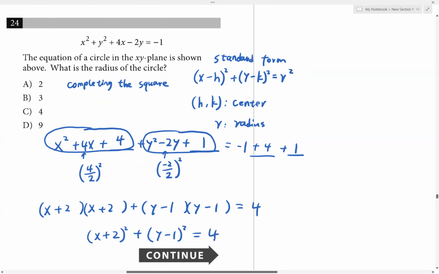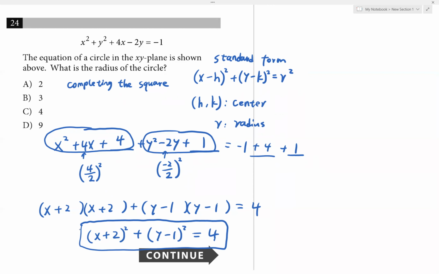This is in the standard form of the equation of a circle. So here the question says, what's the radius? Well, we know 4 should be r squared, that's radius squared. If radius squared is 4, then the radius should equal just 2. So r equals 2. So A should be our answer for this question.